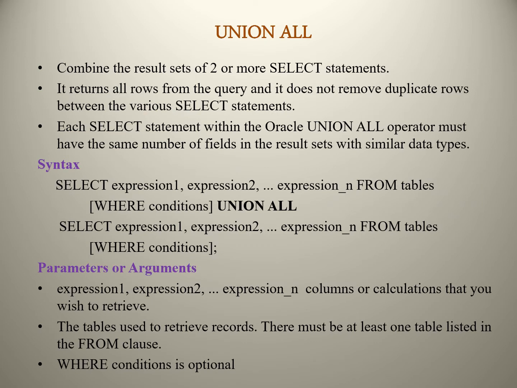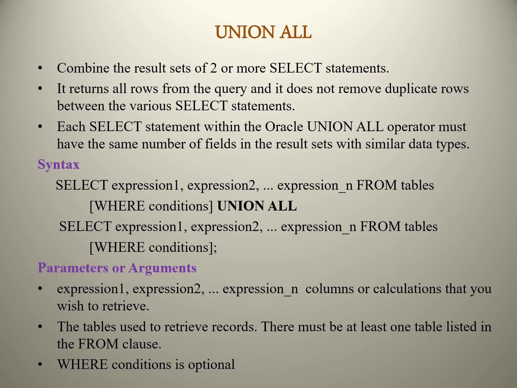Next we are going to see union all. It combines the result sets of two or more select statements. It returns all the rows from the queries and does not remove duplicate rows between the various select statements. Each select statement within a union all operator must have the same number of fields in the result set with similar data types.